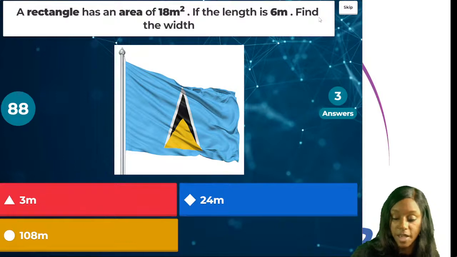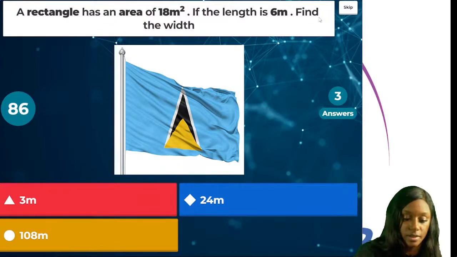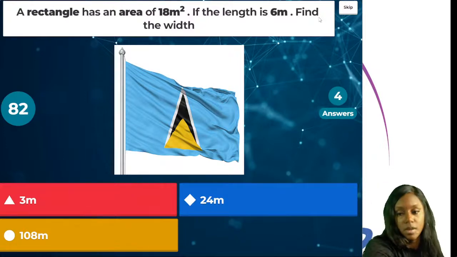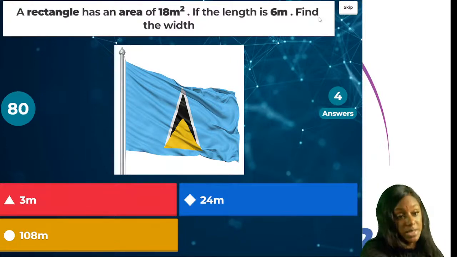You have enough time to answer the question. I'll give you a little hint. Remember we said that area of a rectangle means length times the width. So the area in this case is 18 meters squared. The length is 6 meters. So what's the length of the width of that rectangle?